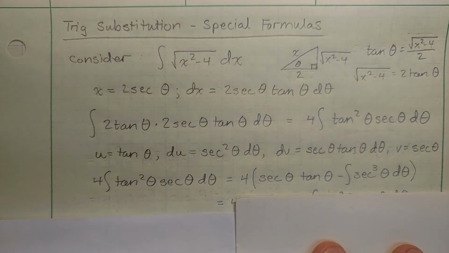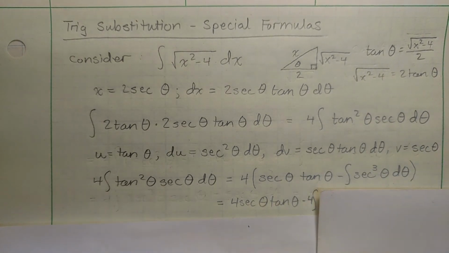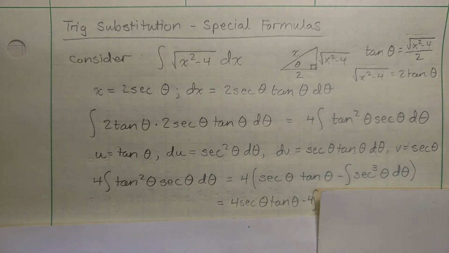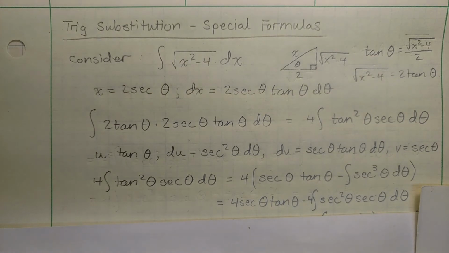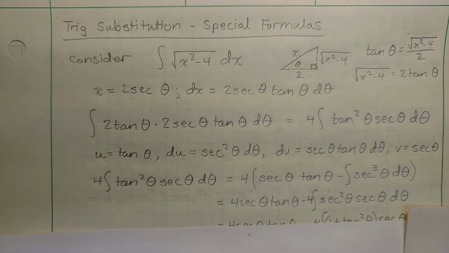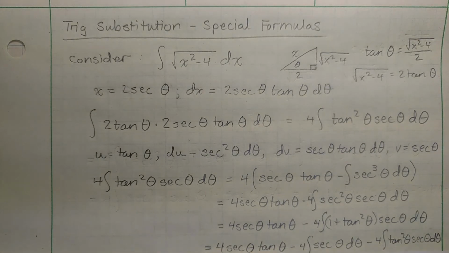So the next step, I'm going to say this is equal to 4 secant theta tangent theta minus the integral of secant cubed. Now I don't have a way to integrate that, but let's see if I can break it up. I could break it up into secant squared times secant. Now I can replace secant squared with 1 plus tangent squared using my Pythagorean identities. So I'm just breaking that down. Now notice I can distribute this secant in here, and I get this.